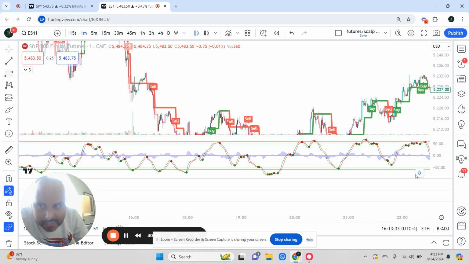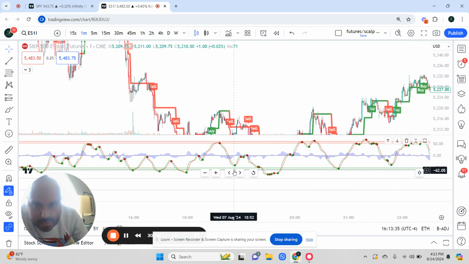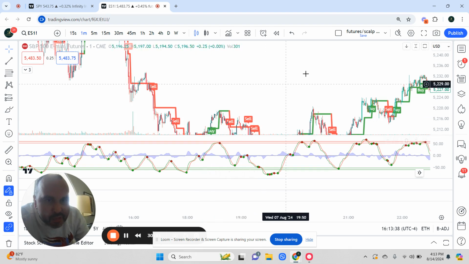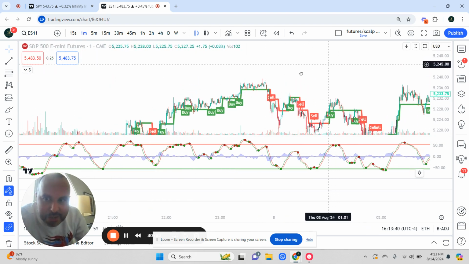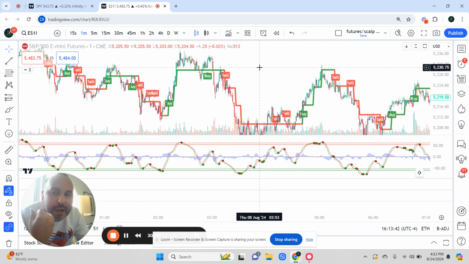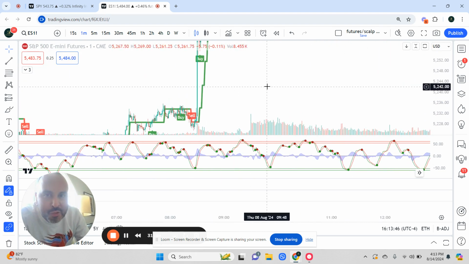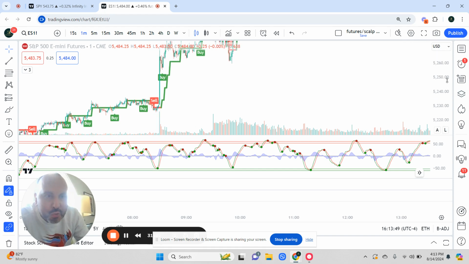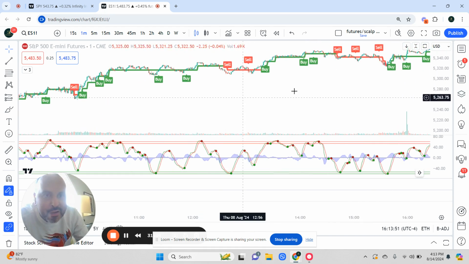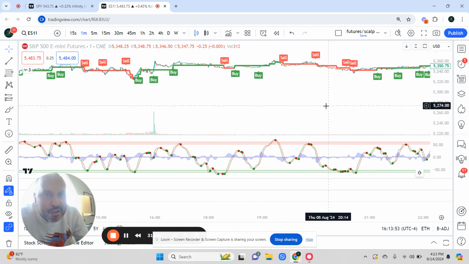Which one is my wave trend here? Okay, wave trend. So wave trend, very simple to use, at least the way I use it. There are other ways to use it. With wave trend, I would probably use this with another indicator if you can.